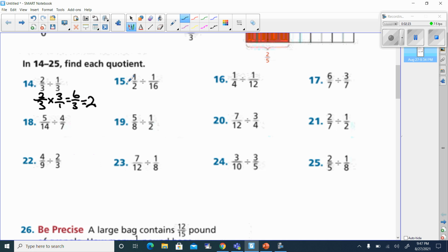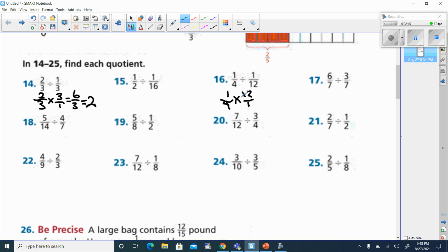All right. You got number 15. I'm going to do number 16. 1/4 divided by 1/12. So again, we keep the first one the same. We change to multiplication. We flip the second one. Some of you are wondering why I haven't used the butterfly method yet. And so I'm going to go ahead and start using it right here.